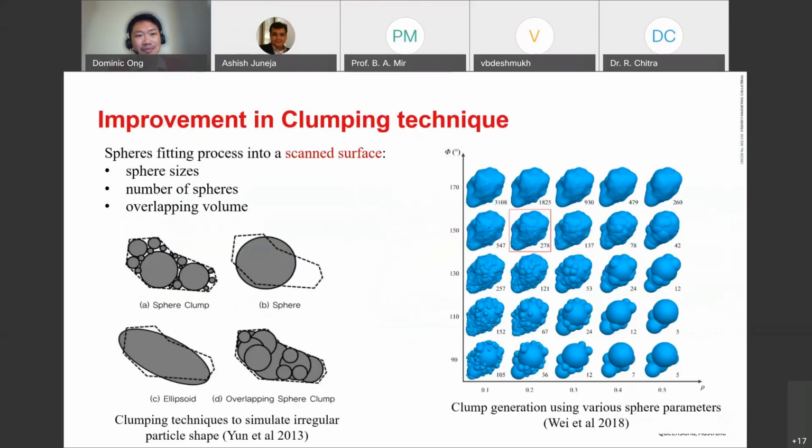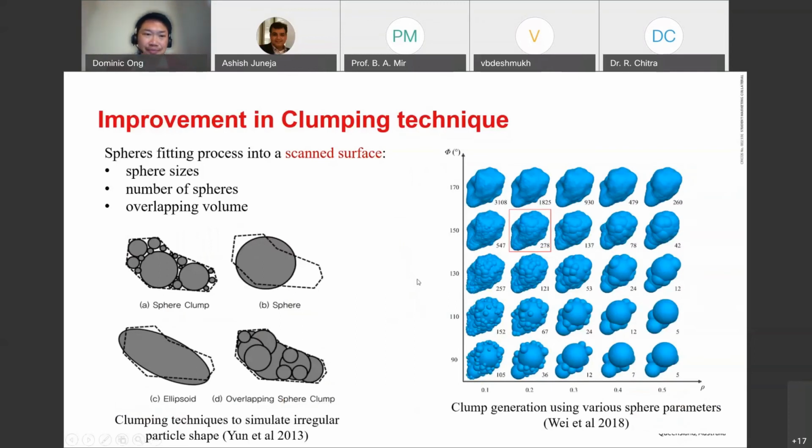We are also trying to introduce a clumping technique. As you can see from the outline there, if you have a particle shape like this, we are trying to clump many spheres within the particle shape, and that will actually help us to quantify the accuracy of the work. In this clumping technique, we want to make it as realistic as possible.